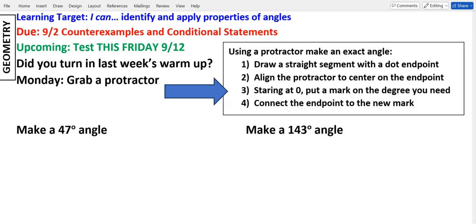My friends, y'all see that green text right there? Your biggest grade of the year so far will be on Friday. We're having a test on the stuff we've been learning: solving, notation, segment addition, midpoint, distance, counterexamples and conditionals.